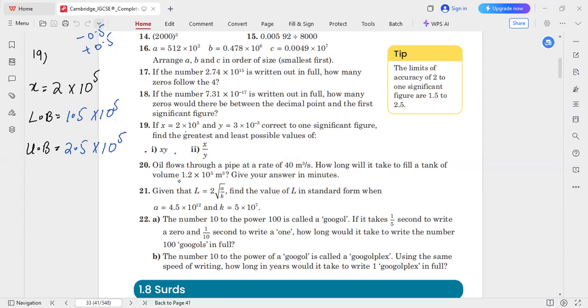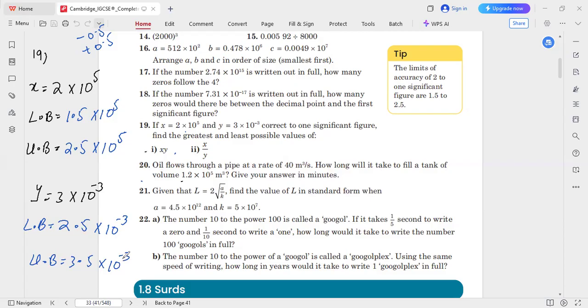Now, if I am dealing with y, we have y as 3 times 10 raised to the power negative 3. First of all, again, we need to write down the lower bound. Again subtracting 0.5, this will be 2.5 times 10 raised to the power negative 3, and then writing the upper bound, it will be 3.5 times 10 raised to the power negative 3.